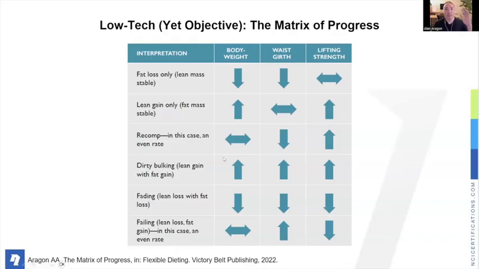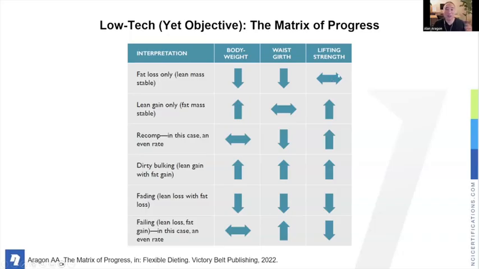So in the first scenario, called fat loss only, okay, it doesn't have a cute name like the other stuff that we'll get to, but fat loss only is indicated by a drop in body weight, a drop in waist girth, and the maintenance of lifting capacity. So when I say lifting capacity, I mean the same type of volume load that you're able to run. So number of reps and load and sets.